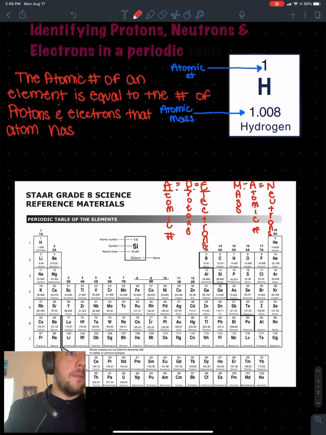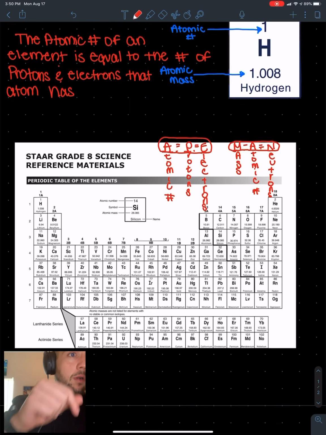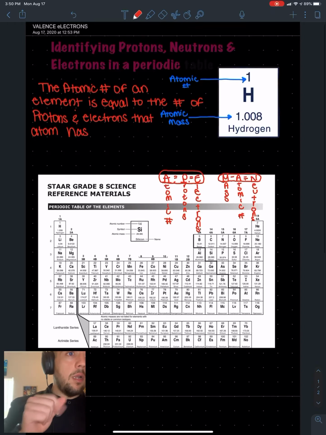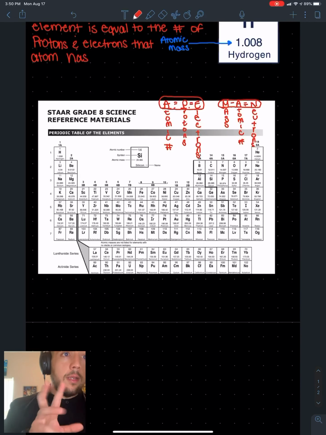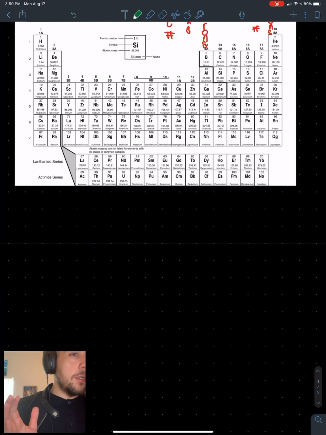So we use MAN, and MAN stands for mass minus atomic number equals the number of neutrons. So if we subtract the atomic number from the atomic mass, that will give you the number of neutrons. Now, one thing real quick that I want to go through is the atomic mass. Sometimes you'll see decimals rounded down or rounded up. We like whole numbers. The one right above with hydrogen was 1.008. Let's round that down to 1.